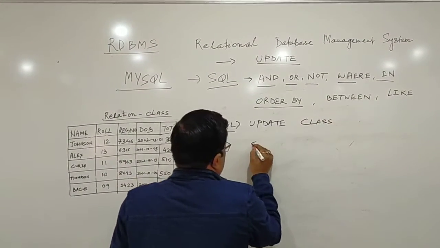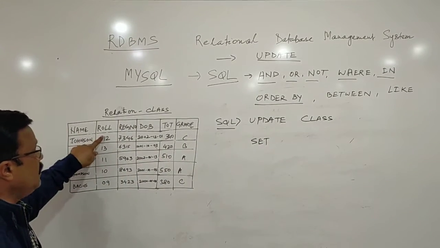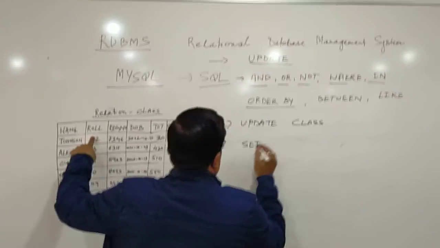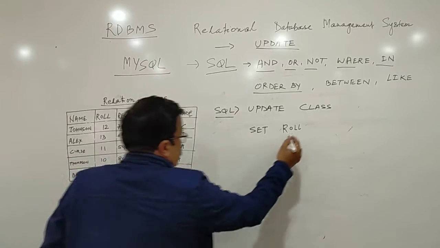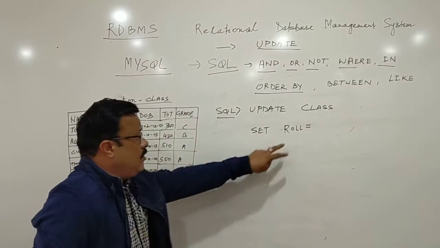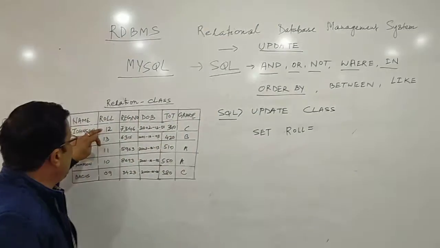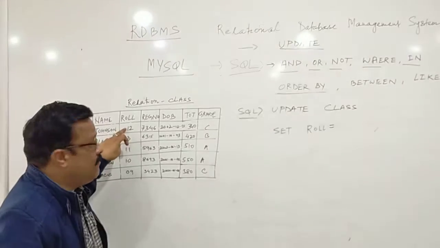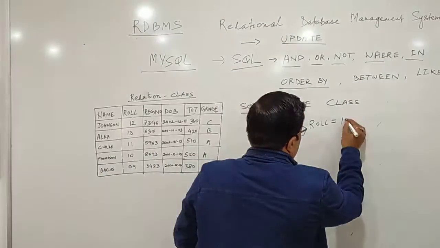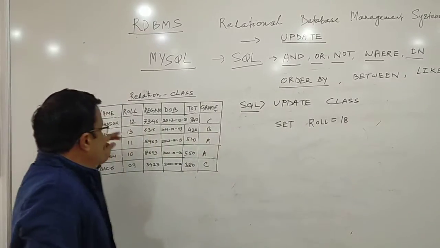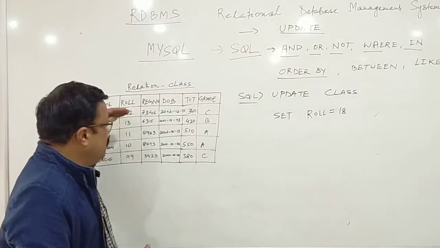then set. Which column? Name or roll number. Suppose roll number is there. So update class set roll. This is the name of the column, roll, and after equal to we'll put the new value. So this 12 I want to make 18. By mistake I have written 12, I want to change it to 18. So update class set roll is equal to 18. Now, 18 is for which row? We have to give a reference to a particular row.